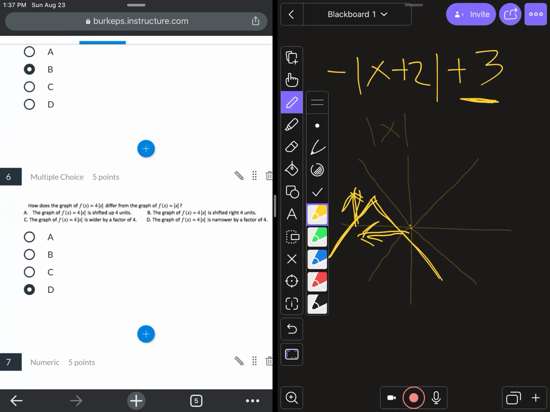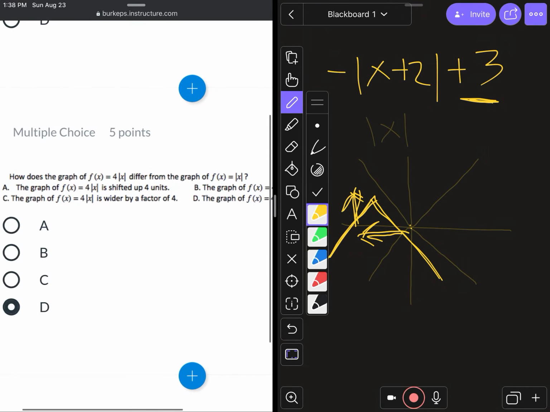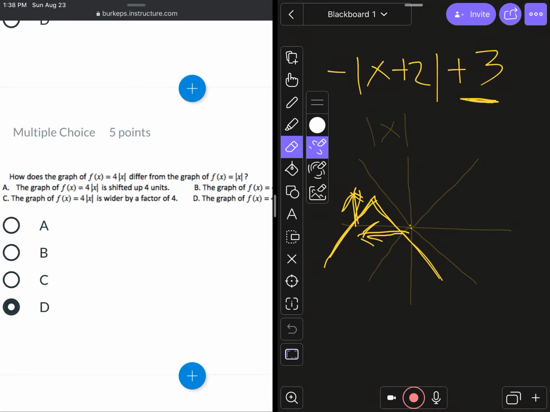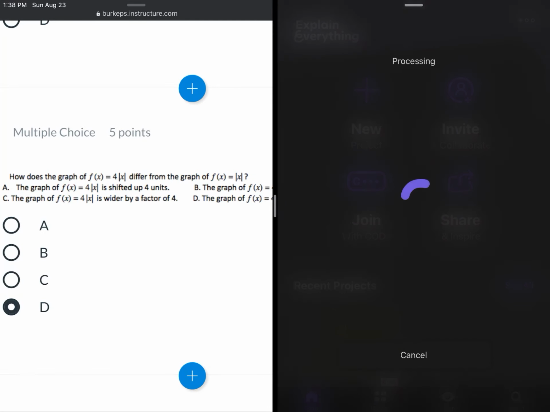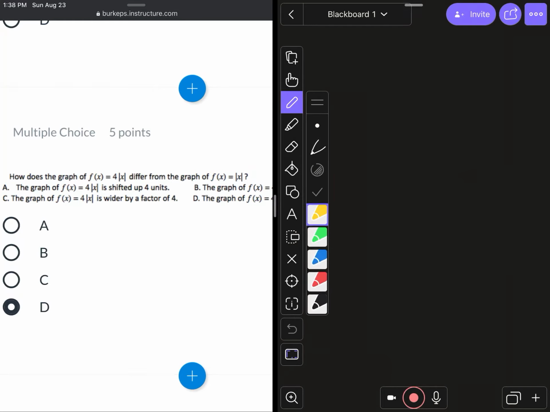Finally, 6 does show a new concept. So I do want to go over 6. It says, how does the graph of 4 times absolute value of x differ from the absolute value of x? And this is pretty much the last concept that I need to show you. Let's see, let me get a new screen. Okay. So it says, I have the absolute value of x. How does this change the absolute value of x?